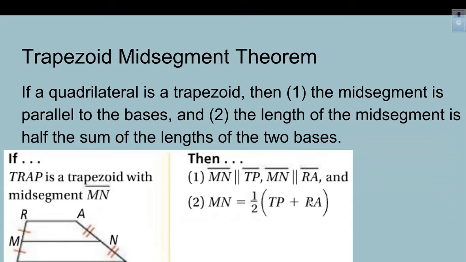So now let's look at the trapezoid midsegment theorem. If a quadrilateral is a trapezoid, then two things happen. The midsegment is parallel to your bases, so all three are parallel, and it's equal to half of the sum of the two bases. In a triangle, remember the midsegment was half of the third side. This is going to be half of the sum of the two parallel sides. So in this case, the length of MN is equal to half the length of TP plus the length of RA.